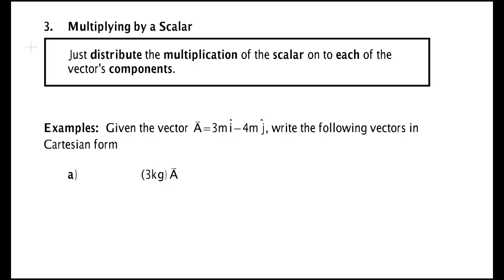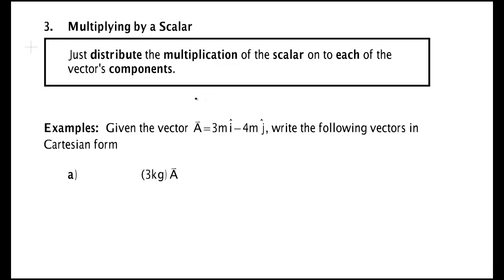We continue our discussion of vectors, now looking at the fact that it was easy to add vectors in Cartesian representation. What about if you had to take a vector in Cartesian representation and multiply it by a scalar? Well, it turns out it's easy to do that as well. All you need to do is just distribute the multiplication of the scalar onto each of the vector's components, just like you would do in algebra class.